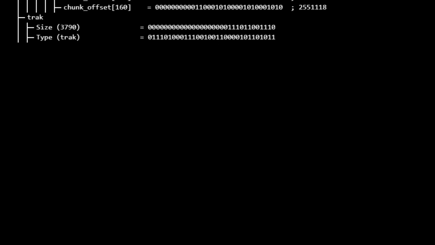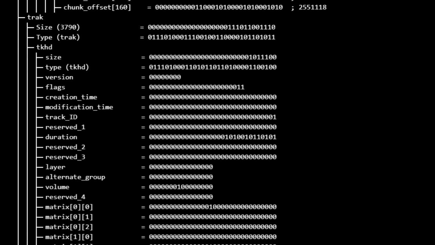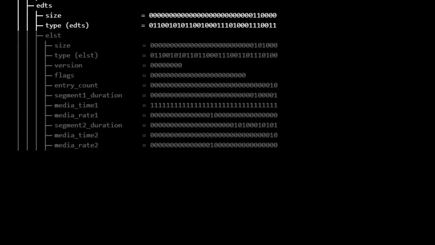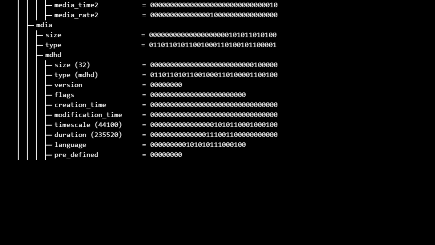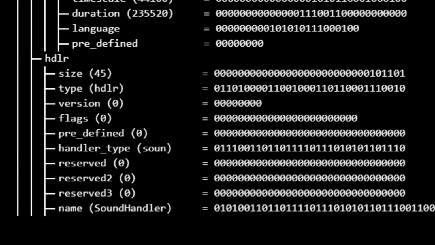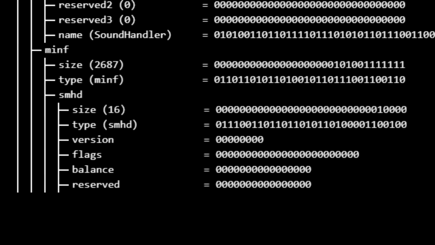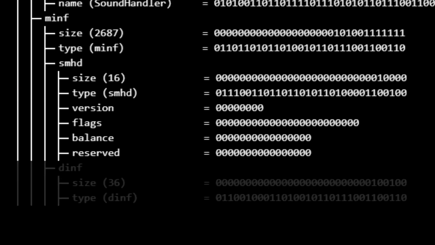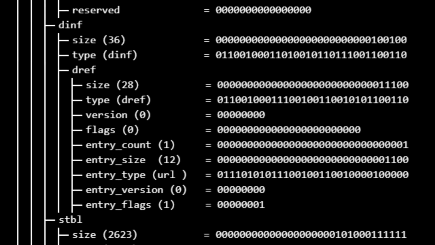Now, for our audio track, create the TKHD, EDTS, ELST, and MDIA as before. In our MDHD, set the timescale to 44,100 and adjust the duration accordingly. In our HDLR, set handler type to SOUN and name to sound handler. In the MINF, instead of a VMHD, add a sound movie header, SMHD, like so. Next, write the DINF and DREF as before.